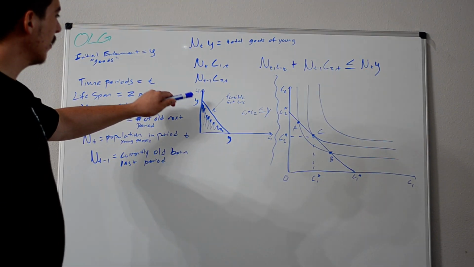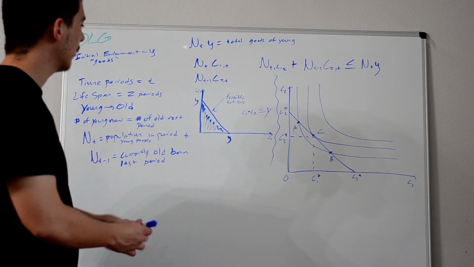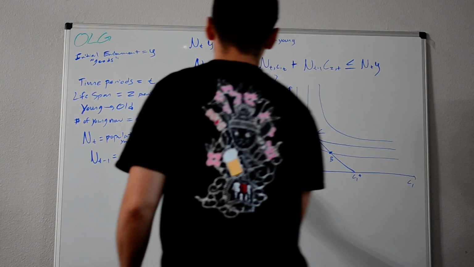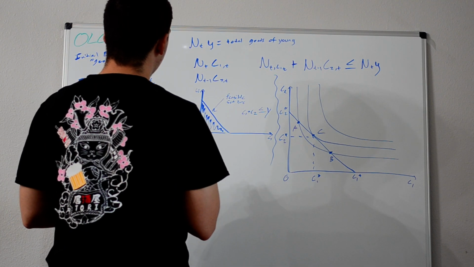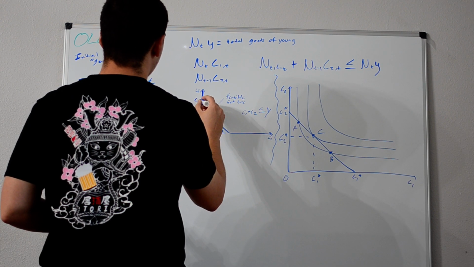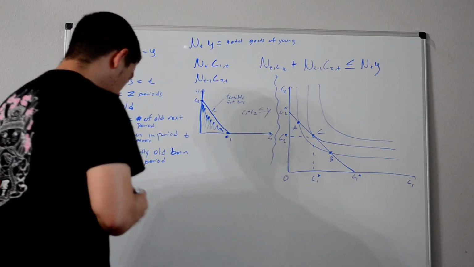This graph, you have C1 on the x-axis and C2 on the y-axis. Oh, I made a mistake. This is not 1. This is C2, and this is C1.